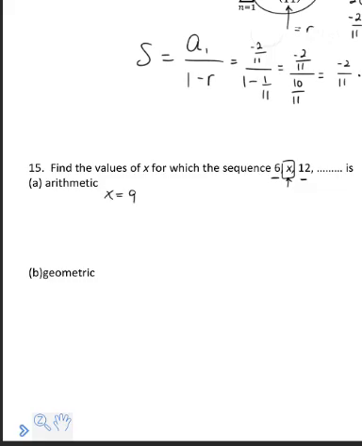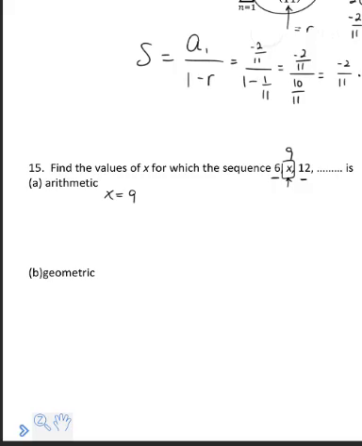If you place a 9 right there, then it's pretty much halfway between 6 and 12. You add 3 to get to 9, and then you add 3 to get to 12. You're adding the same number every time, so x has to equal 9. That's fine to be able to do it in your head with an arithmetic sequence. It's a little bit harder to do it with a geometric, so here are a couple of algebraic ways.